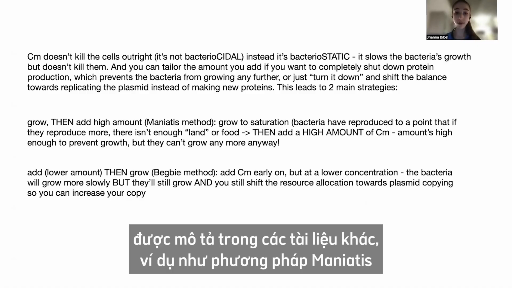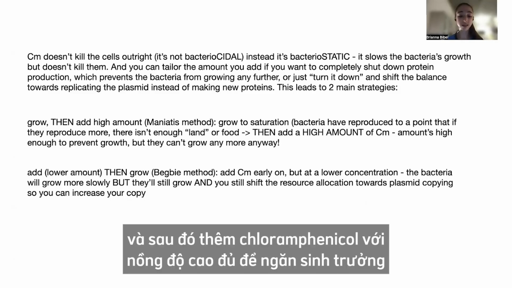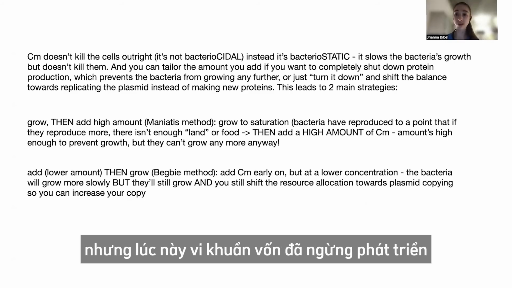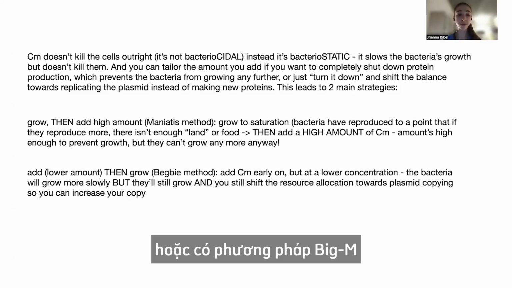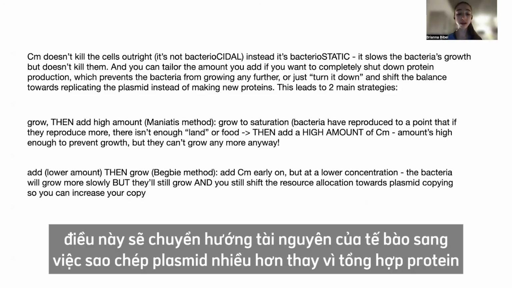I have probably more in other posts, but there's the Maniatis method, where you grow the culture to saturation so the bacteria can't grow anymore, there's not enough food or space. Then you add a lot of chloramphenicol, enough to prevent growth, but they can't grow anymore anyway, so they just make lots of copies of the plasmid. Or there's the Bergmans method, where you add the chloramphenicol early on, but at a lower concentration. That shifts the resource allocation towards plasmid copying.